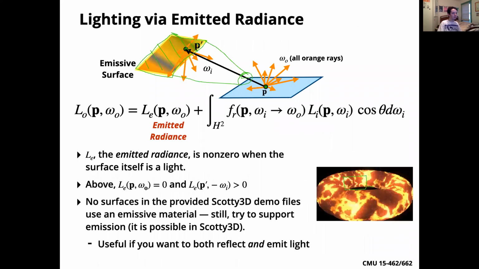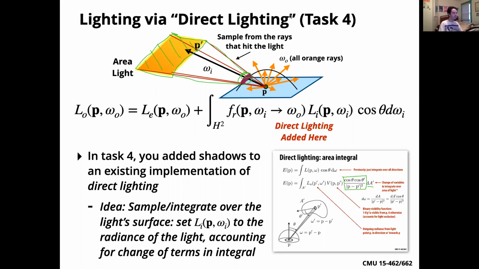In task 4, you kind of just tacked on the shadows. You said, okay, here's an if statement, because I don't know what this is doing yet. That's fine, but concretely, in terms of this, you added in this V term. This is true if P prime, this point on the area of the light, is visible from the point on the surface, whether it's occluded or not. That's what you implemented. So again, the general idea is to integrate over the light's surface, and you have to account for the change of variables in the integral to make the domain the actual light.